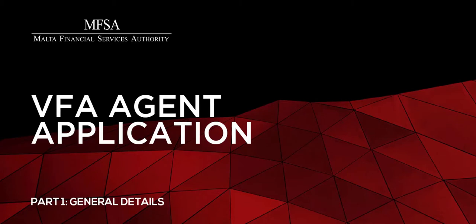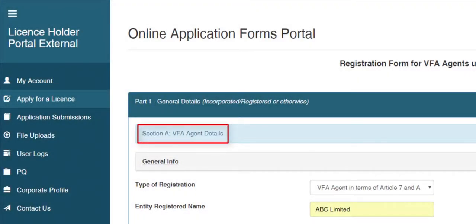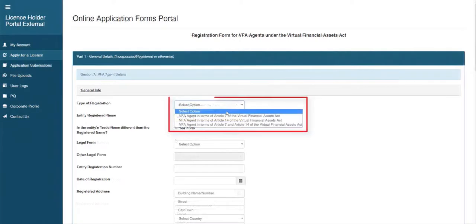Part 1. General details, incorporated, registered, or otherwise. Section A. VFA agent details. The applicant is requested to indicate through the type of registration whether the application is in relation to Article 7 or Article 14 or both. This is crucial as each respective article enables the VFA agent to operate either to represent issuers of virtual financial assets or VFA service providers.